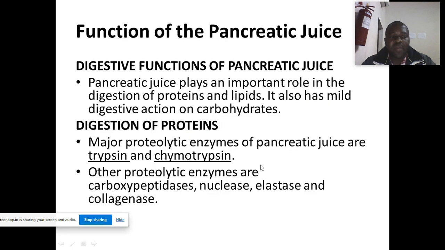Now, what's the function of the pancreatic juice? The digestive function of the pancreatic juice plays an important role in the digestion of proteins and lipids. It also has mild digestive action on carbohydrates. Very true. But the most important, it has pancreatic enzymes which digest the proteins and the lipids. The pancreas is involved in the digestion of proteins because of these enzymes, trypsin and chymotrypsin. Other proteolytic enzymes are carboxypeptidases, nuclease, elastase, and collagenase.